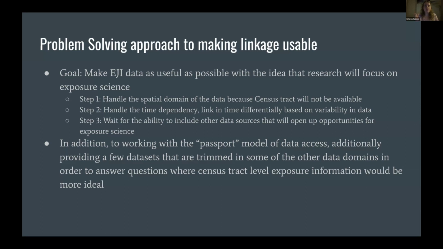whether that be to categorize the variables, aggregate them up in space, etc. We need to handle the time dependency issue. As I noted just now, we would link time differentially based on variability in the data. And then we would wait for the ability to include other data sources that will open up more opportunities for exposure science. My background is spatial statistics and remote sensing, so I would really love to be able to include remote sensing data. In addition, the data is available in a passport model structure.